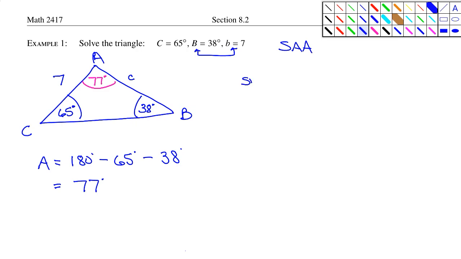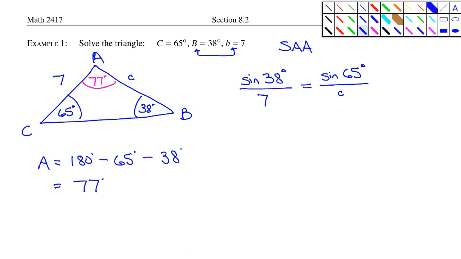So the law of sines tells us that the sine of 38 degrees divided by the length of the side across from that angle, 7, is equal to the sine of the angle, 65 degrees, divided by the length of the side across the triangle from that angle, which is little c. So that's what the law of sines tells us.